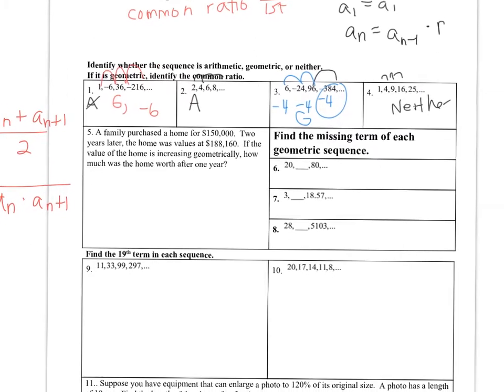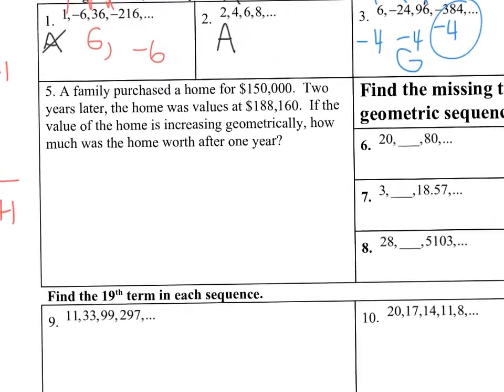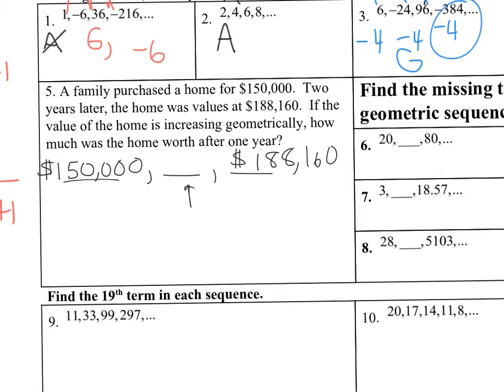So number 5 is an application of it. A family purchased a home for $150,000. 2 years later, the home had a value of $188,160. If the value of the home is increasing geometrically, how much was the home worth after 1 year? So the first year is $150,000, and then you don't know the 1 year, but you know after 2 years it's $188,160. So essentially what you're trying to do is find the geometric mean.